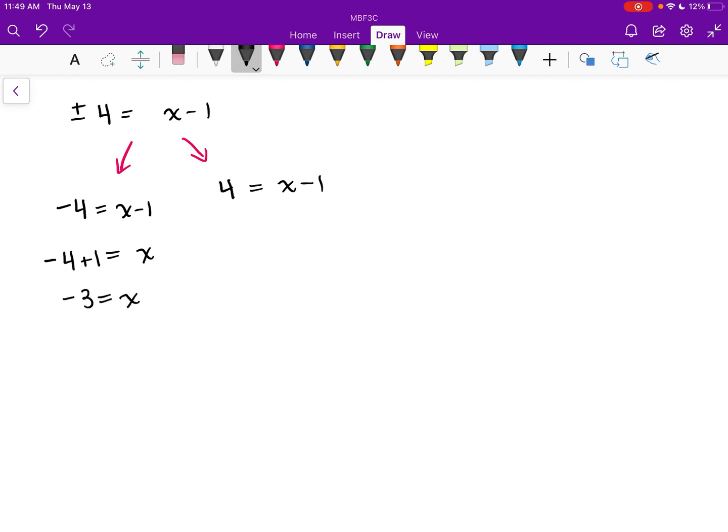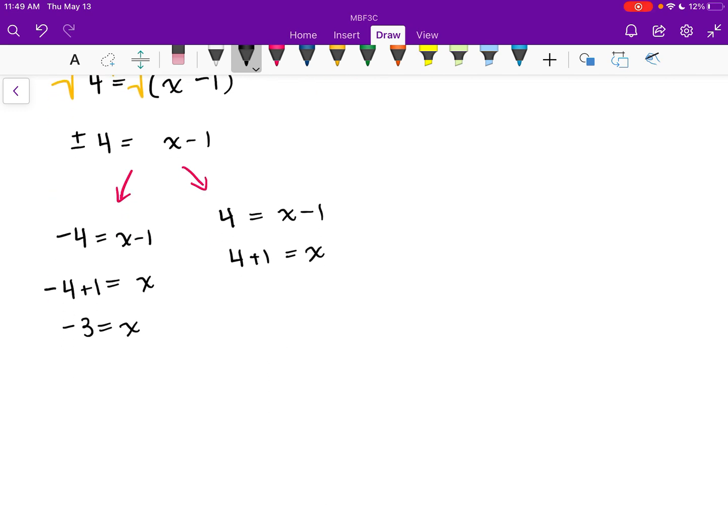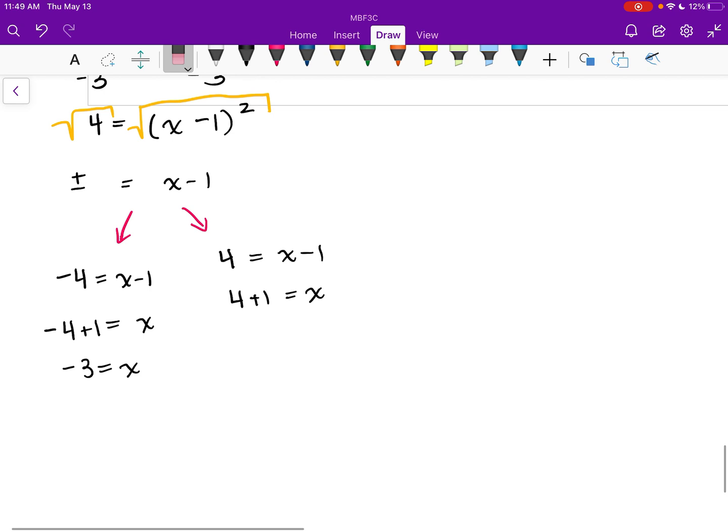And then 4 plus 1 equals x. Oh, sorry. It shouldn't be plus or minus 4, it should be 2. Silly mistake. Either way, because you're taking the square root of 4, right? So then you have 2, negative 2. Negative 2 plus 1 is still going to be a negative number. It's going to be negative 1, right?